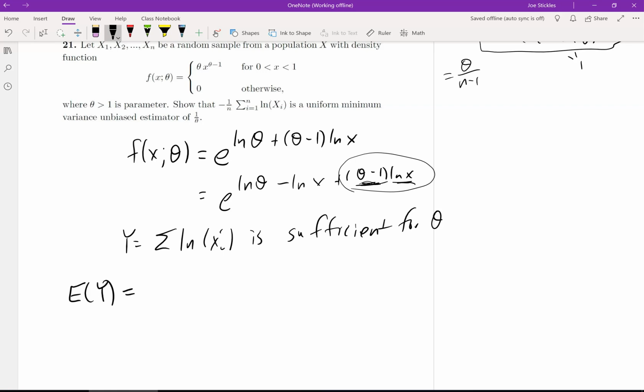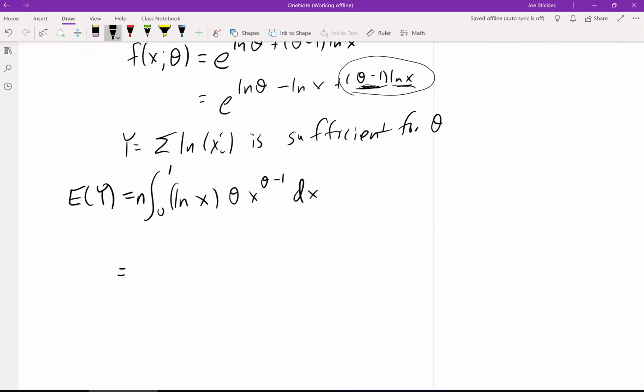Expected value of y in this case would be what? Well, I would do the integral from 0 to 1, and I would do n times this because I have n of them. I'd have natural log of x times theta x to the theta minus 1 dx.